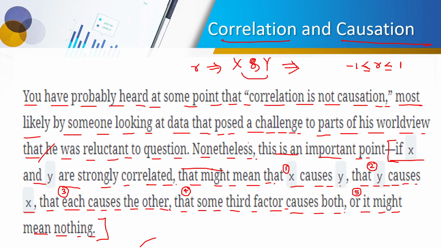And the last part we covered is correlation and causation. As we are talking about correlation, we are talking about two variables, x and y. So we have 5 cases: first is x causes y, second is y causes x, third is both cause each other, meaning x causes y and y causes x. Fourth, a third variable z causes x as well as y, and lastly it might be possible that neither causes the other. So in this way we have a relation between correlation and causation.